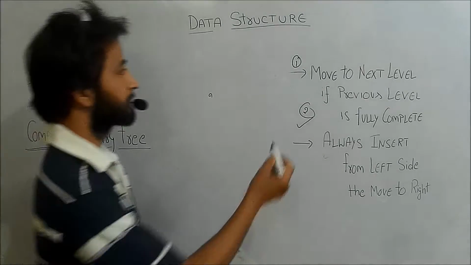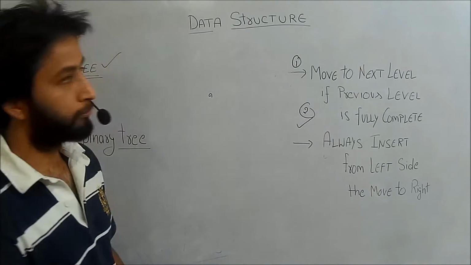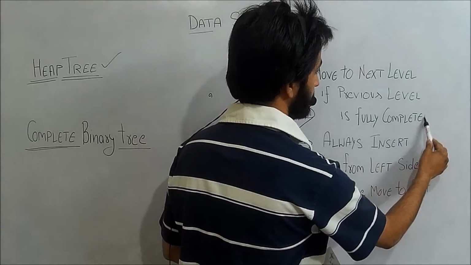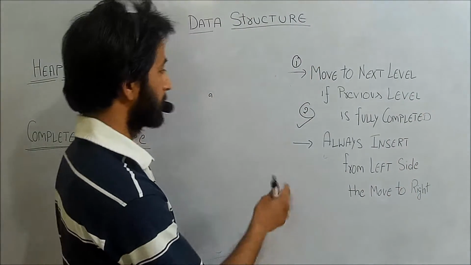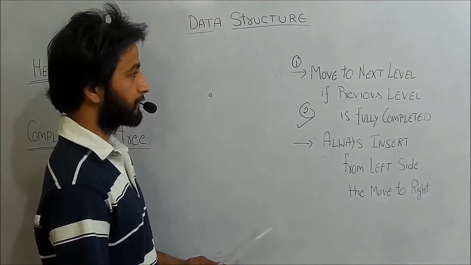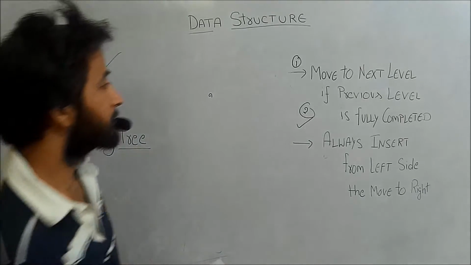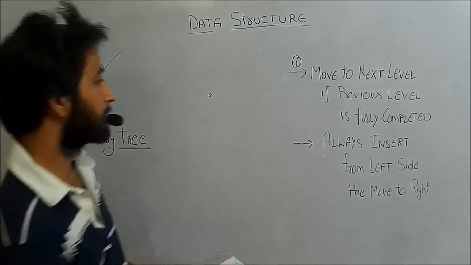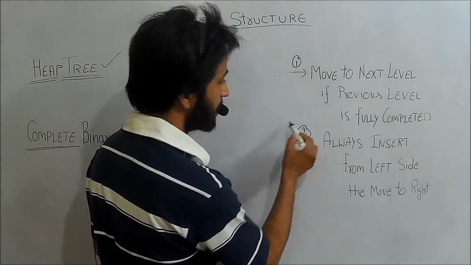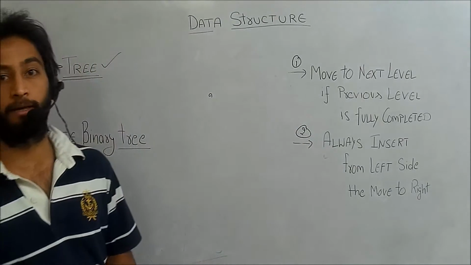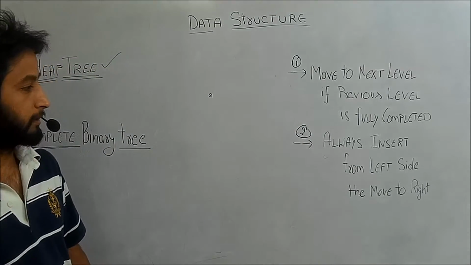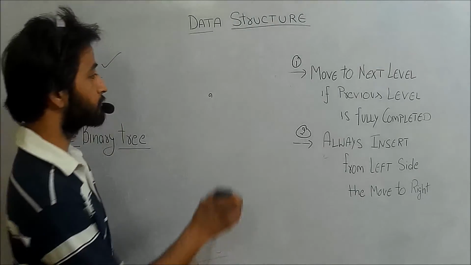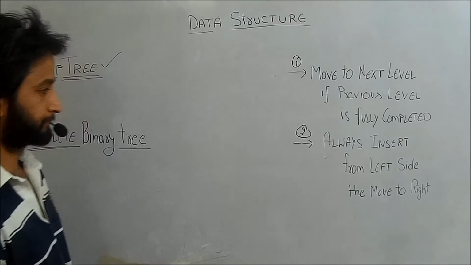Rule 1 says that we have to move to the next level if the previous level is fully completed. Let us say if level 0 is completed, then we will move to the next level 1. The second rule says that always start inserting an element into the tree from the left side, and after left we will move to right. Let us understand these two rules with one example.